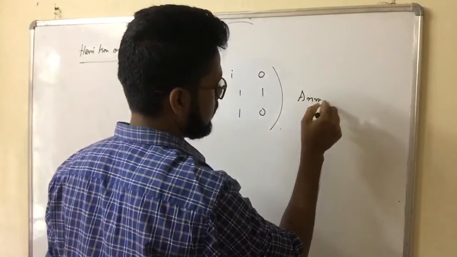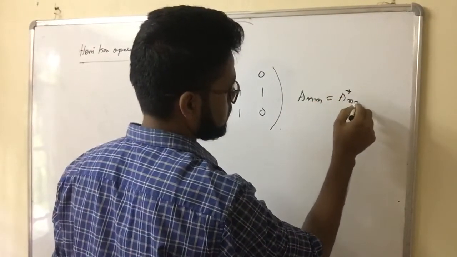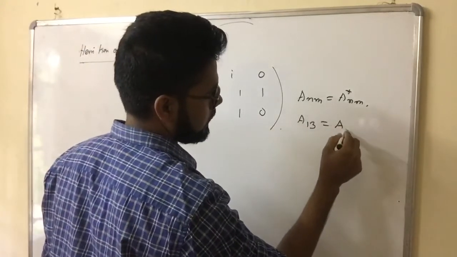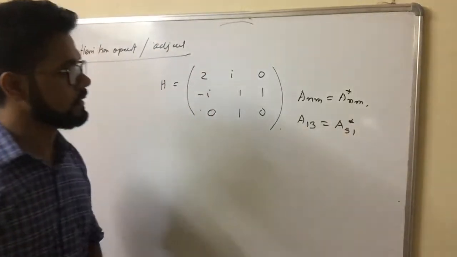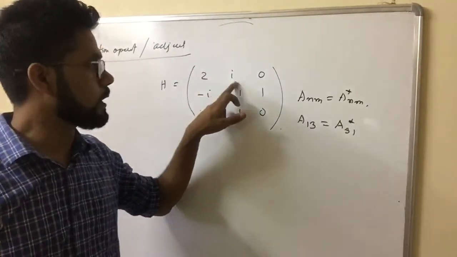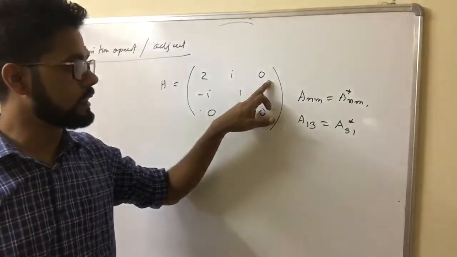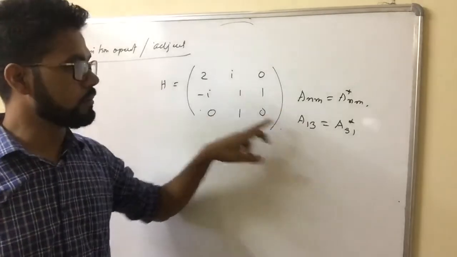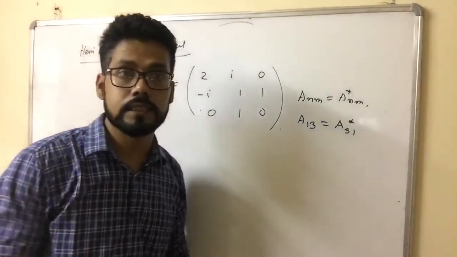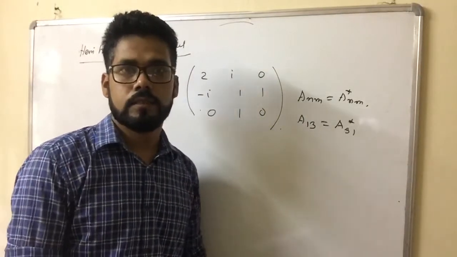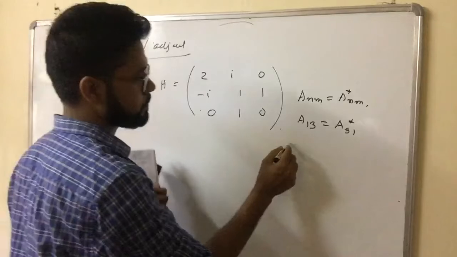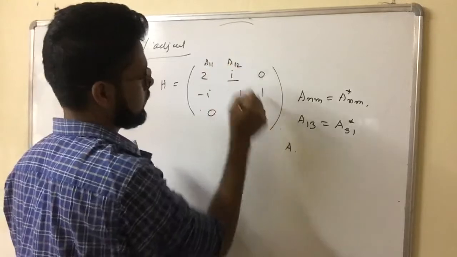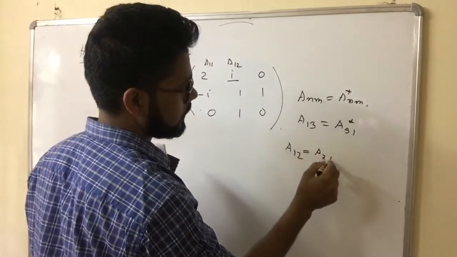A_nm equal to A star_mn. Suppose the 1 3 element equals the 3 1 element star. Is it okay? This is A11, A12, A13. A13 equals A31 star. Is it okay? Clear? This is the mathematical condition, called elemental checking. Okay. If you forget, then you can check. Suppose this is A11, A12. A12 must be equal to A21 complex conjugation.